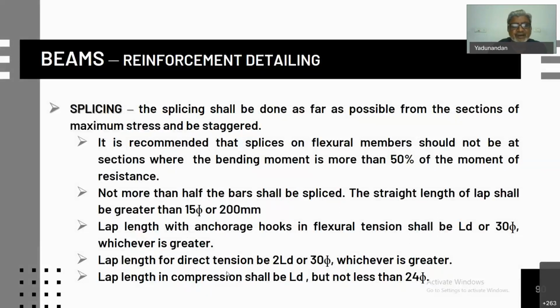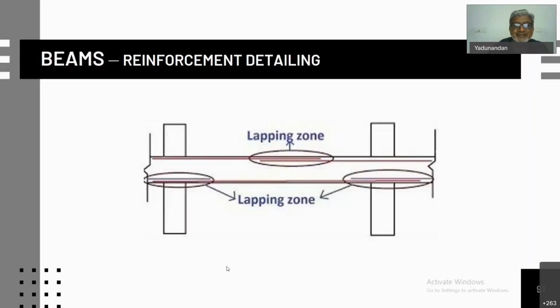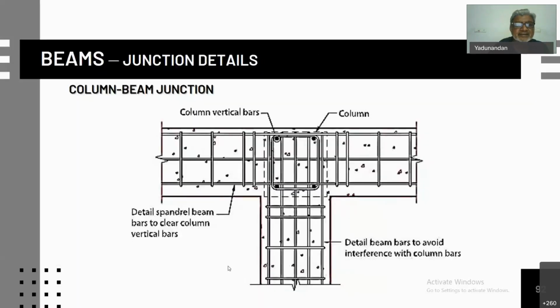So splicing: because the length of the reinforcement is limited, it is necessary for a continuous provision of the reinforcement. They have to be cut, and it is recommended that you have a lapping zone for the top bars in the middle and bottom bars near the support, not at the support. That way, the diagram is not correctly shown. Near the support, it should not go into the support region. And you take care of the column beam junction correctly, so that the beam bars go out of the column bars and do not create a congestion problem.